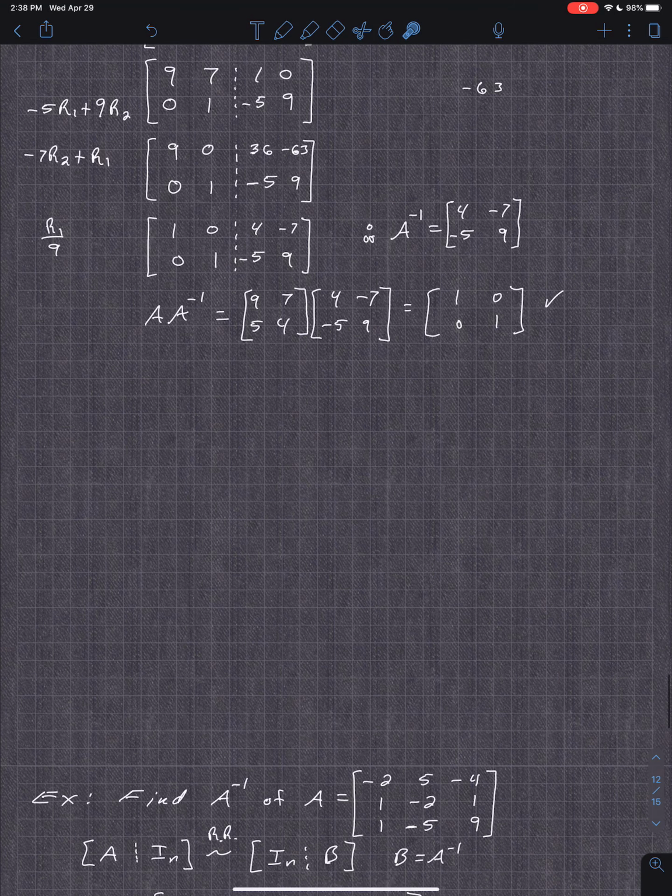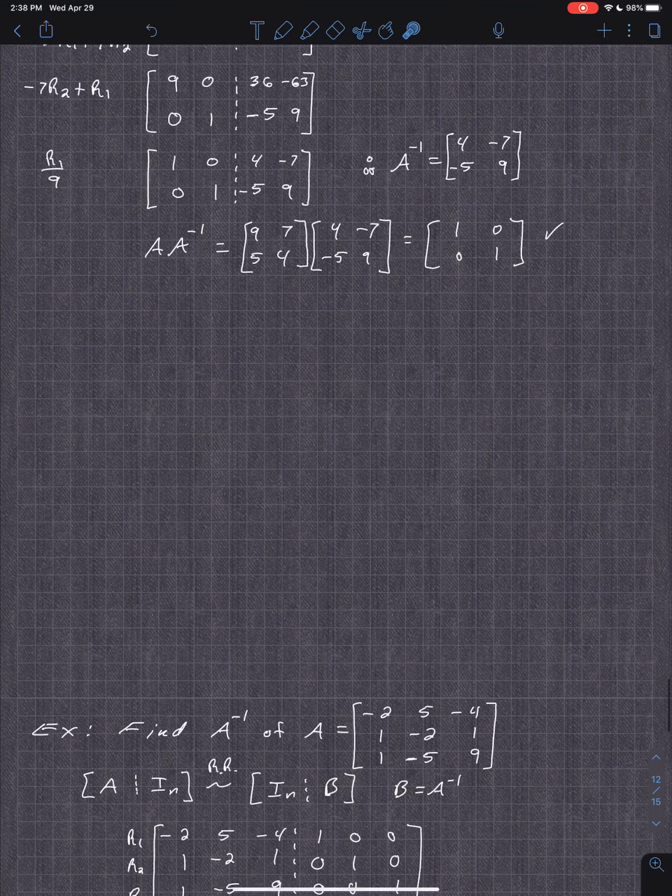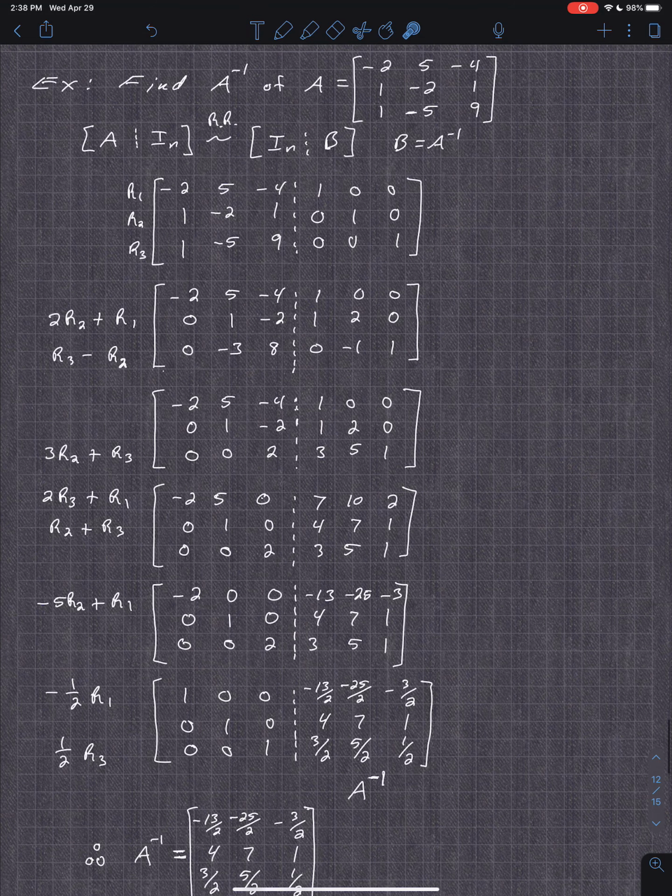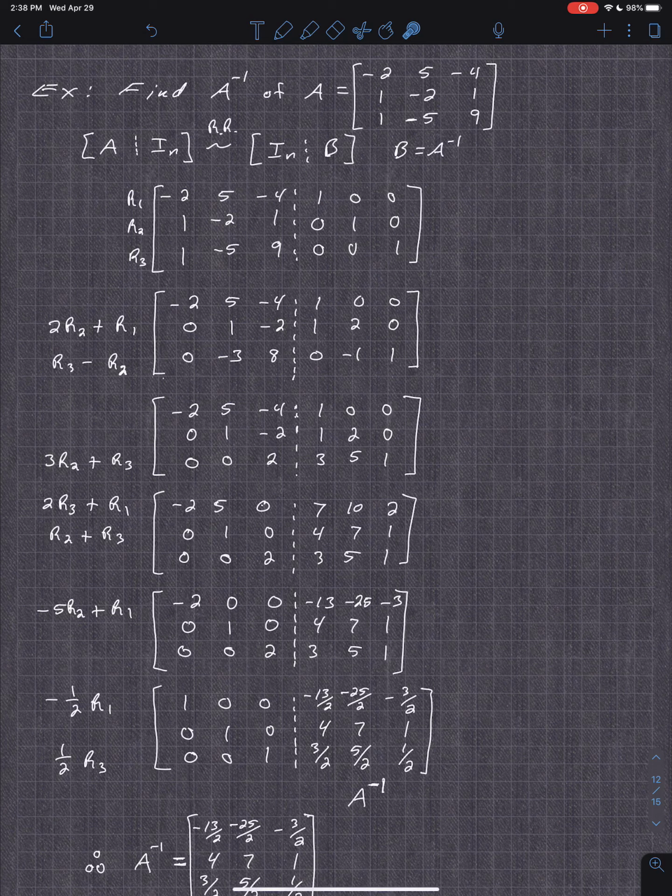Okay, here's the next one. This is the one I asked you to do as well last time. Okay, this is a 3x3. I'm not going to go through all the details, but it'll be in the notes when I post the notes, but here is the outline.